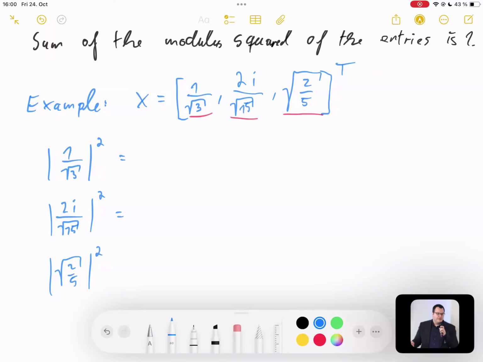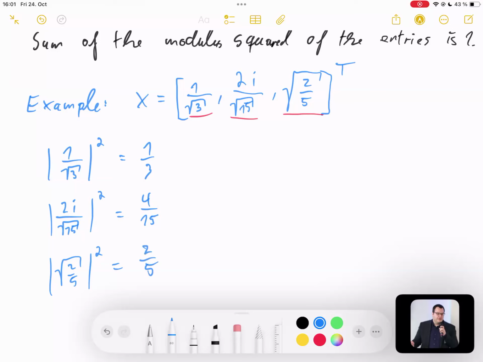We have a suggestion that this is 1/3. Then the next one is 4 divided by 15. And the last one is 2 divided by 5.